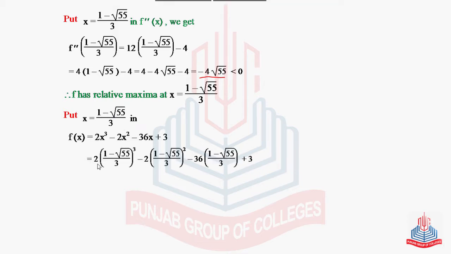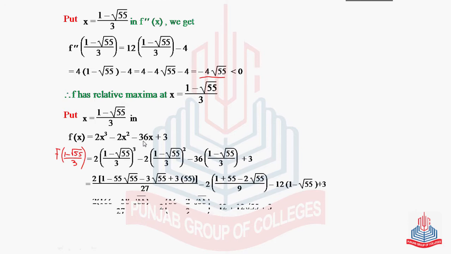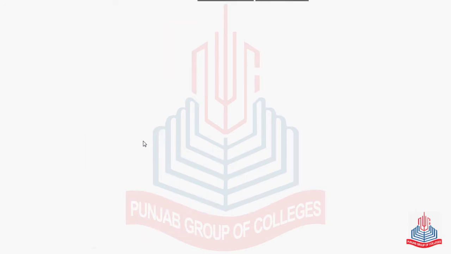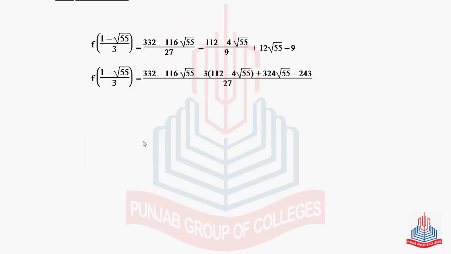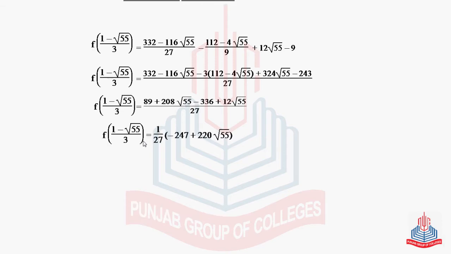So this one is actually f of 1 minus square root 55 divided by 3. So put the value of x in this given function, and simplifying that will return a value 1 over 27 times minus 247 plus 220 into square root 55, which is the maximum value of the given function at this value of 1 minus square root 55 divided by 3.